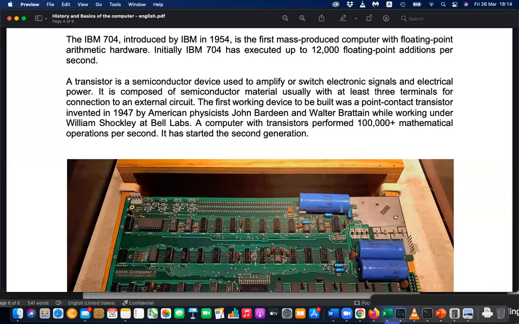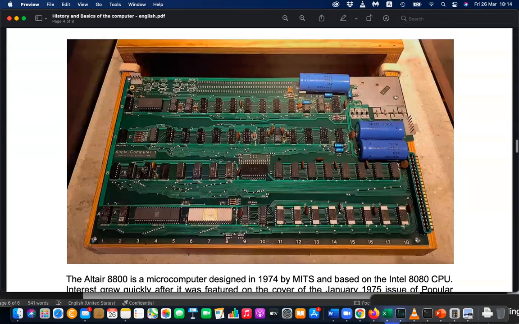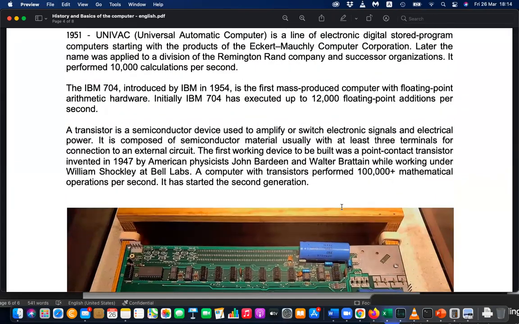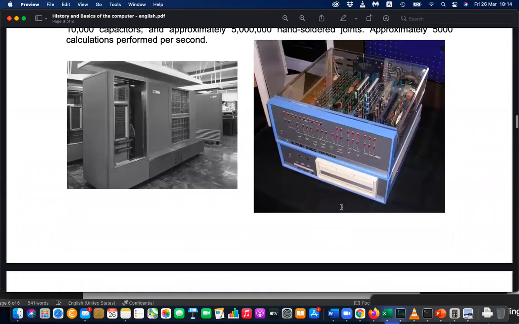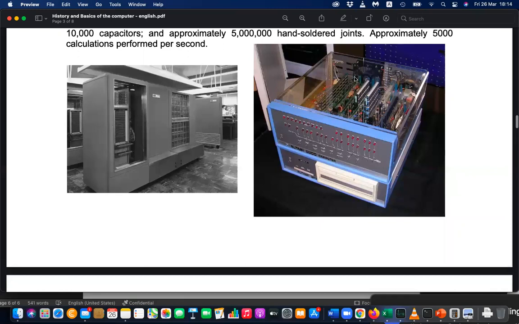And anyway, with the invention of transistors, there was a huge reduction of size, as well as with the invention of ICs. ICs were created by using several hundreds or several thousands of transistors.